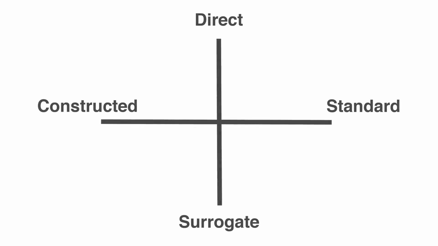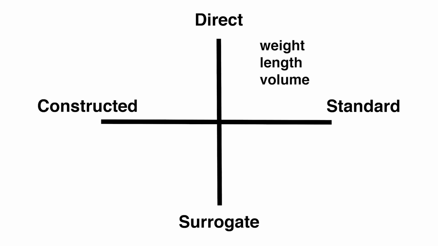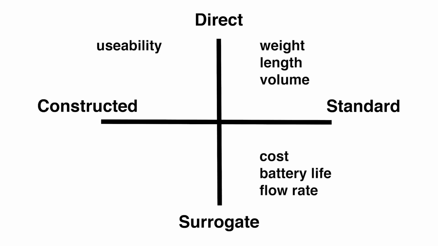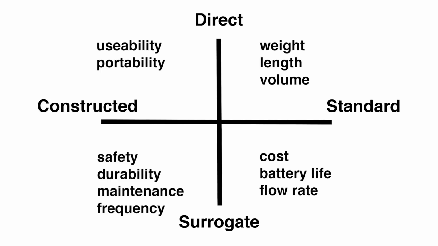To summarize, we have our grid with 4 quadrants. Examples of direct standard measurements include weight, length, and volume. Examples of standard surrogate measurements include cost, battery life, and flow rate. Examples of direct constructed measurements include usability and portability. And finally, examples of constructed surrogate measurements include safety, durability, and maintenance frequency.